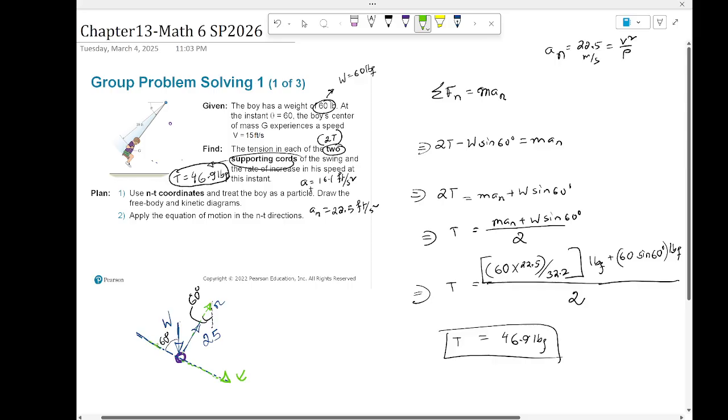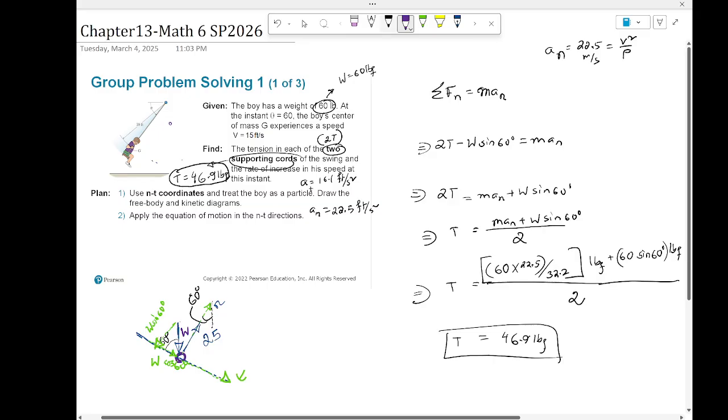W has these two components, right? So one component in this direction, and the other component is in this direction, right? So this direction is W cos 60. And this direction is W sin 60. Okay, this W needs to be here. Hopefully it does make sense, right?